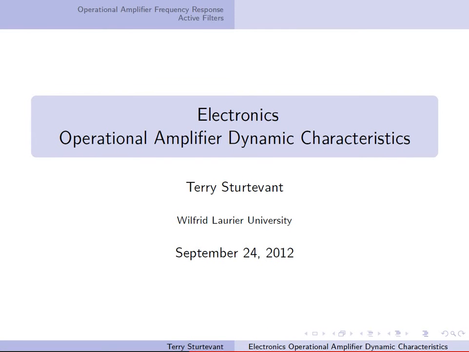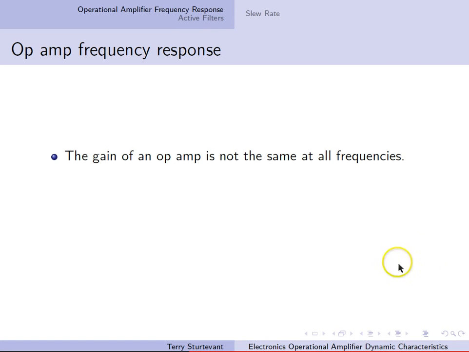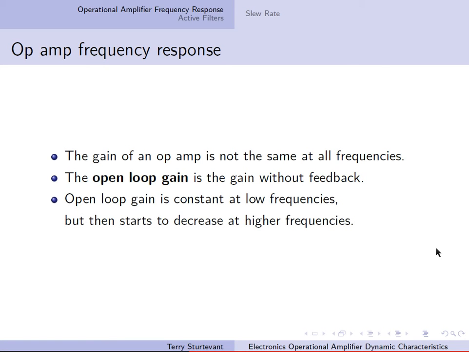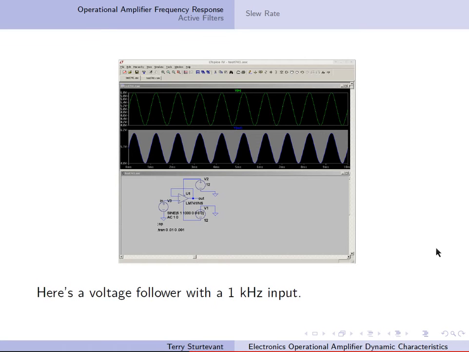This video is about the dynamic characteristics of operational amplifiers. The gain of an operational amplifier is not the same at all frequencies. The open loop gain is the gain without feedback. The open loop gain is constant at low frequencies, but then starts to decrease at higher frequencies.